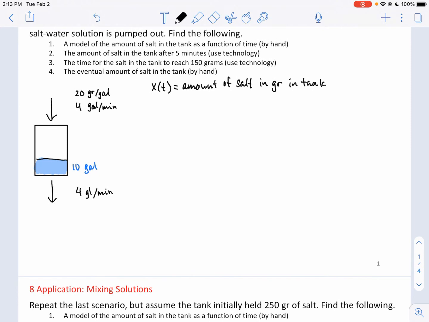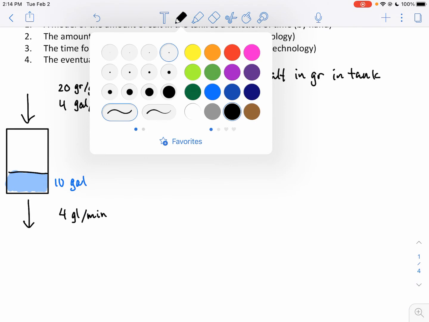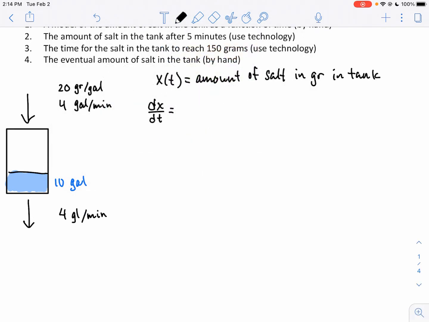Now we're going to create a differential equation from this scenario. dx dt is the rate of change, and x is measured in grams and t is measured in minutes, we'll say, because that's the unit provided for these rates. So we want this to be grams per minute. And we can find the rate of change in the amount of salt by doing the rate in minus the rate out, in grams per minute.